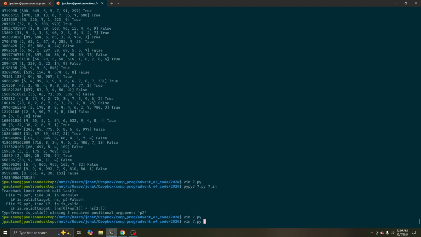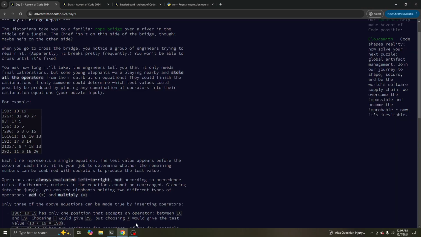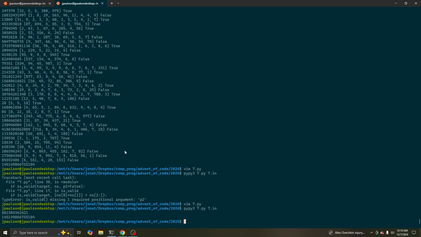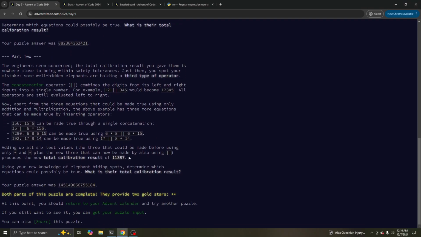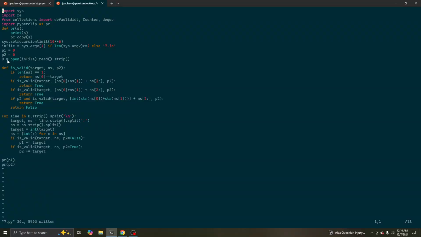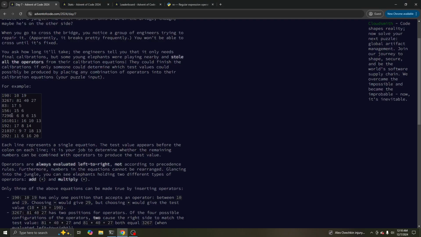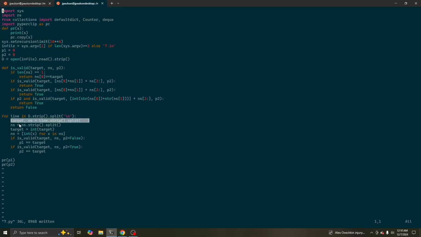Let me see if this prints out the right answers. 882 something or other 421 and 145 something or other 184. That looks right. Cool. Okay, so what have I done here? First we need to parse the input. So we split on colon to get the target versus the numbers, and then we parse out the numbers, this kind of silly way. And then we need to check if this is a valid equation for part one and part two.